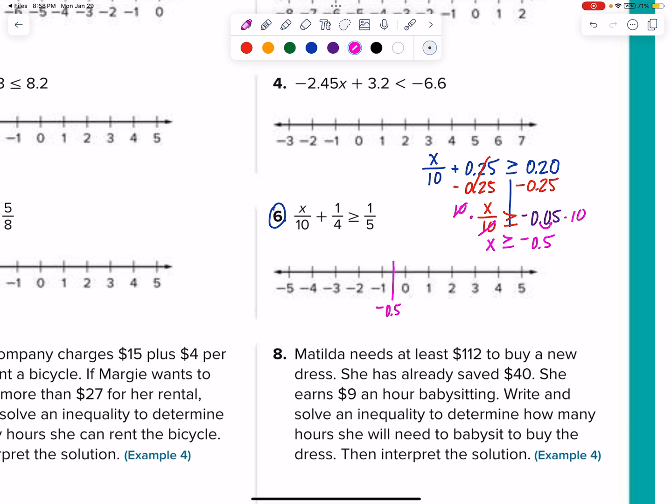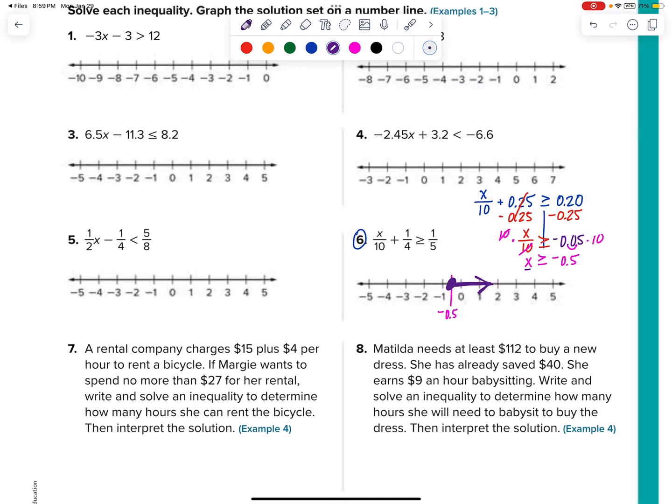Okay, and then we can go ahead and graph the rest. I'm going to look: is it closed or open? Well, I see cement, so it's closed. We do it right on the number line, and then we read from the x. x is greater than, so we go to the right. And there you go. That's the process you're going to follow.